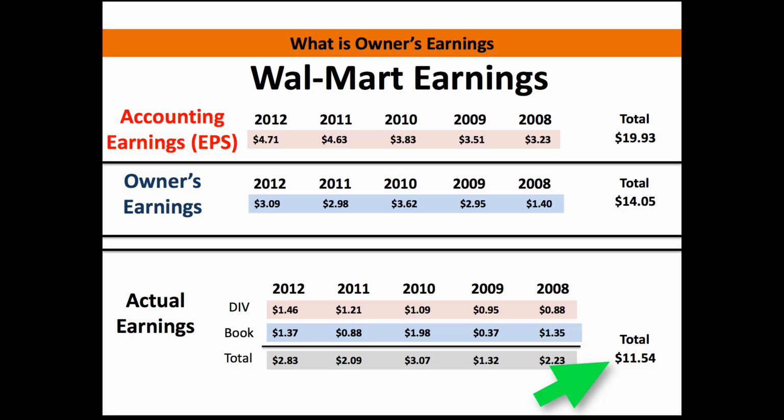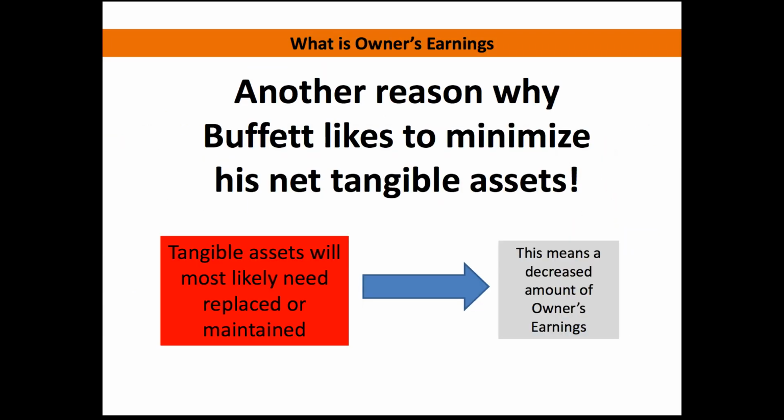Okay, so it's pretty interesting to look at these three different lines here and see what the owner actually received versus what you would have calculated versus what was being reported. So as we look at this and we understand Buffett's opinion on goodwill and a couple other things, we can see why Buffett likes to minimize his net tangible assets. And this is the reason why. Tangible assets will most likely need to be replaced or maintained. It's like that computer. It's like all the inventory. It's like the buildings for Walmart. All those things need to be maintained. All those things need to be replaced. And what this means is a decreased amount of owners' earnings.